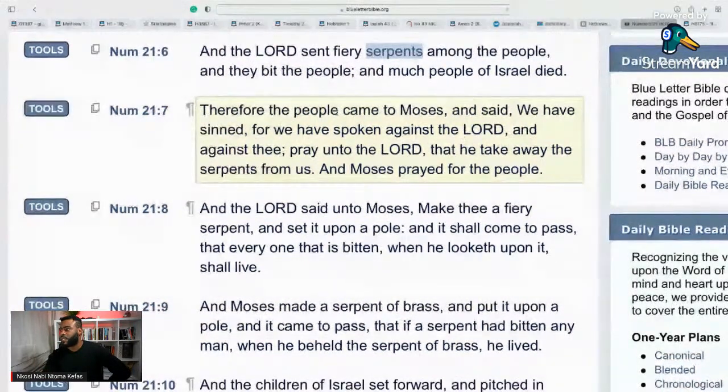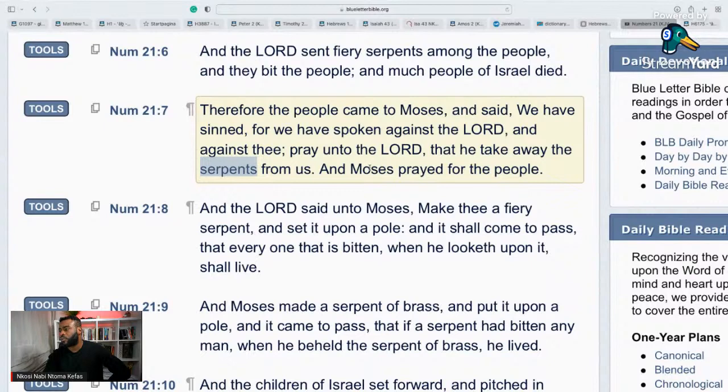Therefore, the people came to Massa and said, "We have sinned. For we have spoken against Nzambi, the Lord, and against thee." You see that? So they sinned against the Most High and against the prophet Ngunza, the man, the great mediator, Moses, in that time. "Pray unto Nzambi, Nkolo, that he take away the serpents from us."